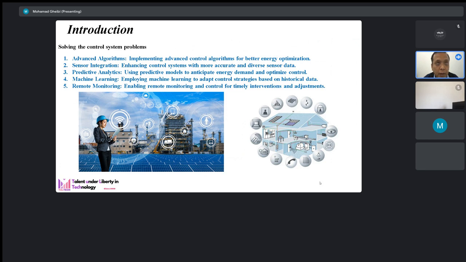There are four, six about predictive analytics and machine learning. This is very important because predictive models are employed to forecast future energy demand patterns based on historical data and external factors such as weather forecasts, building occupancy schedules, and utility pricing. For machine learning, techniques are utilized to analyze vast amounts of data and identify patterns, trends, and anomalies that might not be apparent through traditional analysis methods.